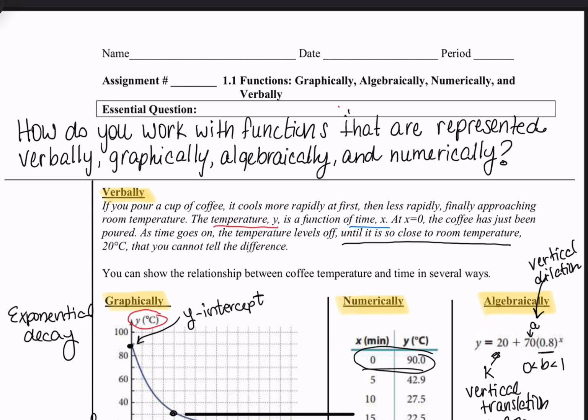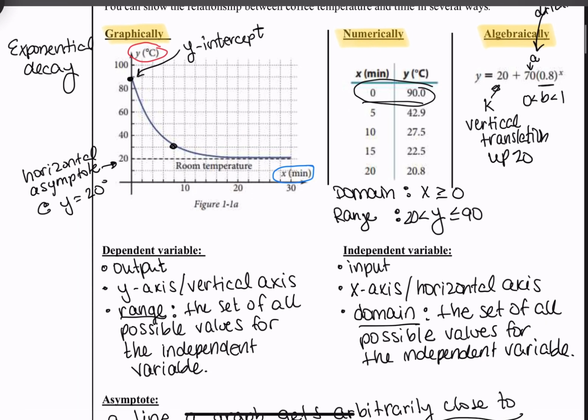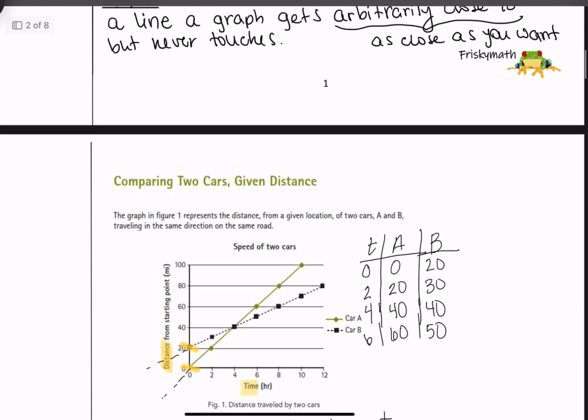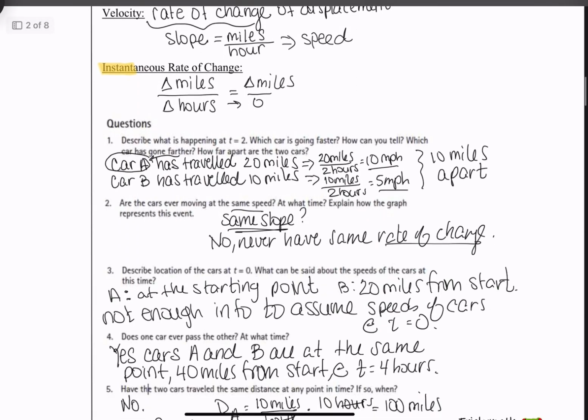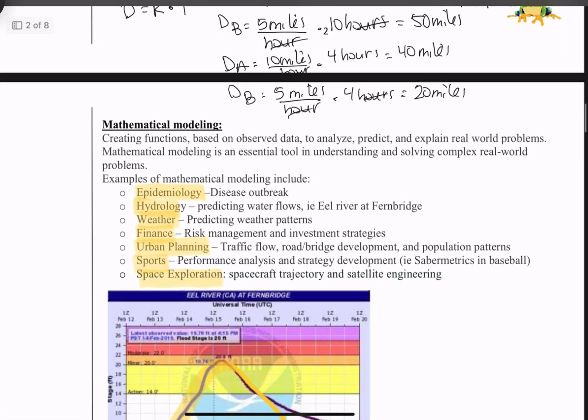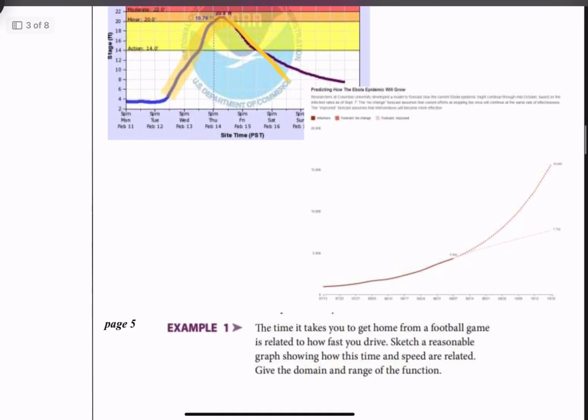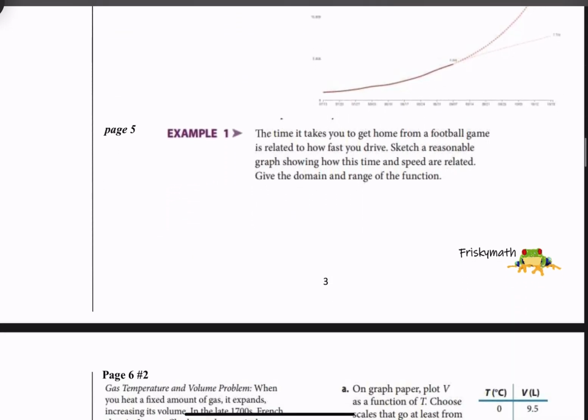So we're going to do some examples from 1.1 today. Moving past the comparing two cars and the mathematical modeling, on to example 1.